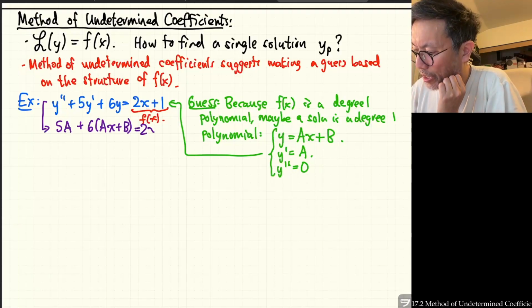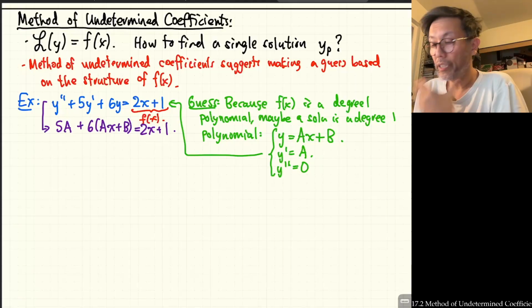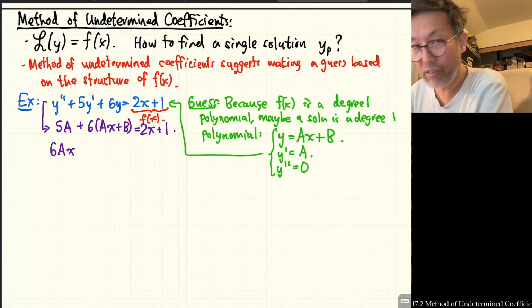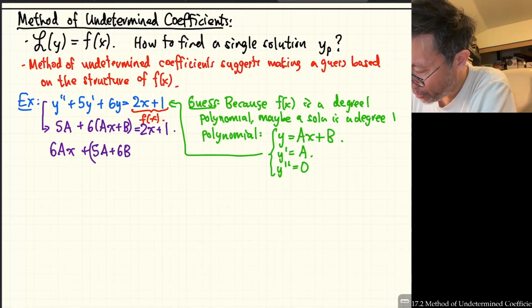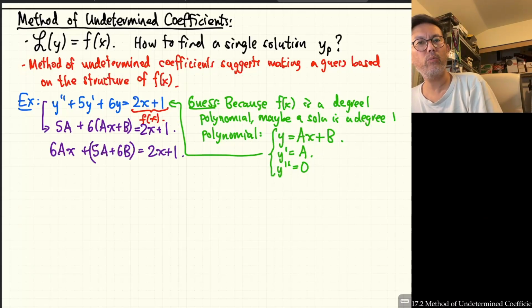This is equal to 2x plus 1. Okay, now what I can do is expand this out, collect like terms. I get that 6ax, you agree, plus 5a plus 6b. And I'm going to put this in parentheses like this for reasons, is equal to 2x plus 1.